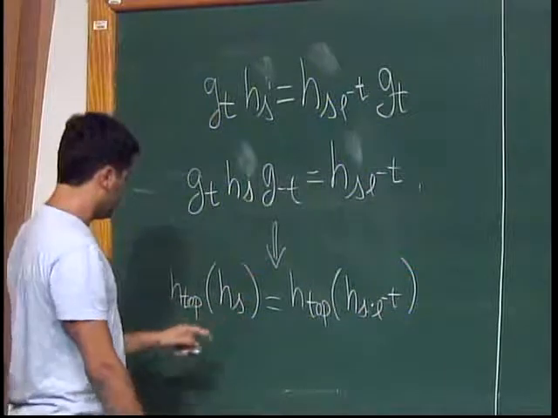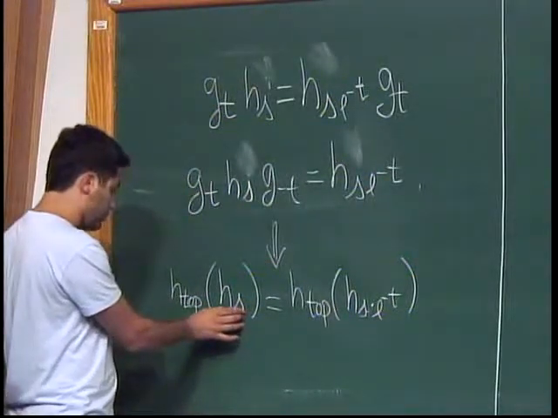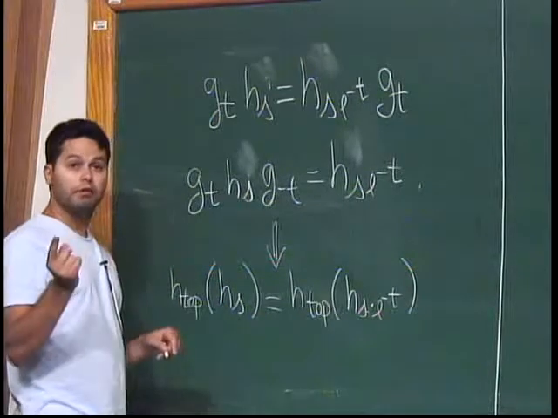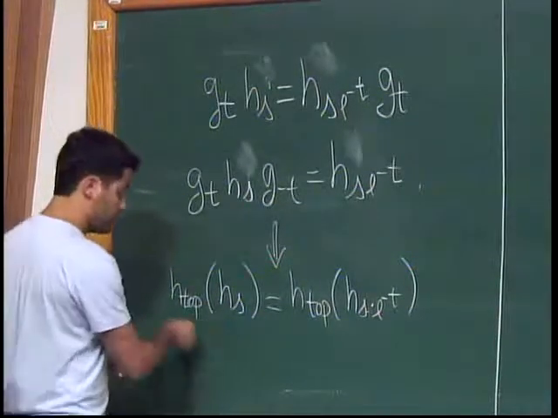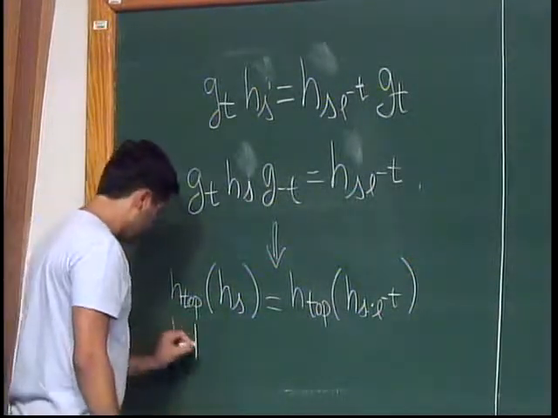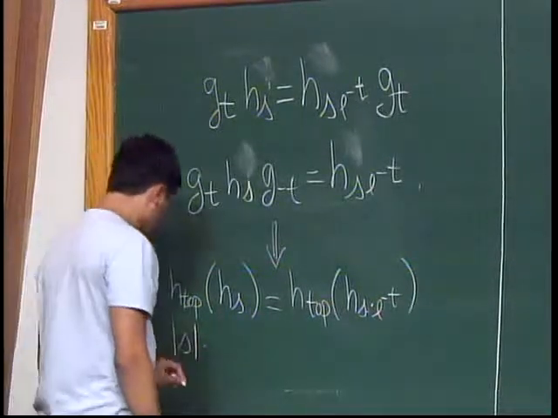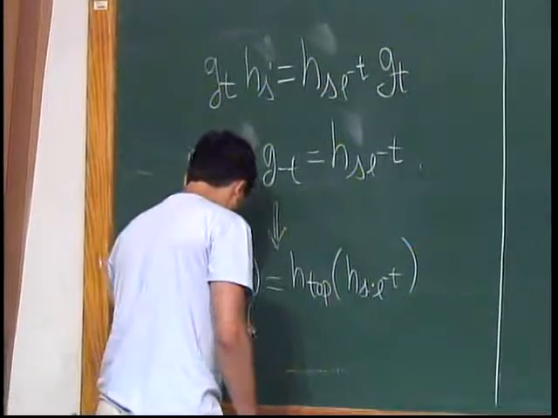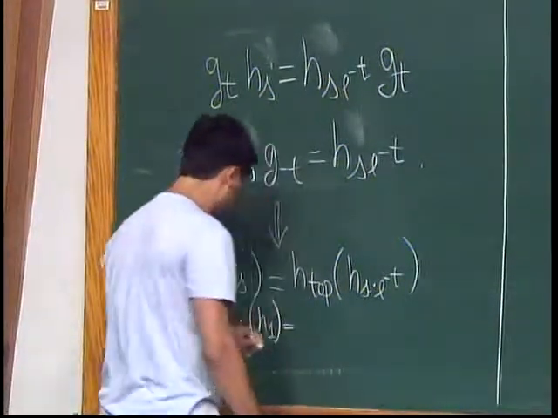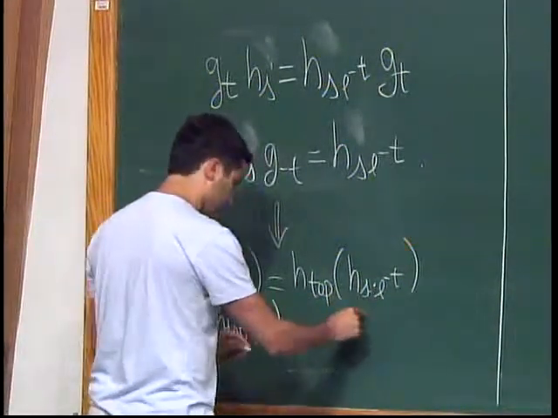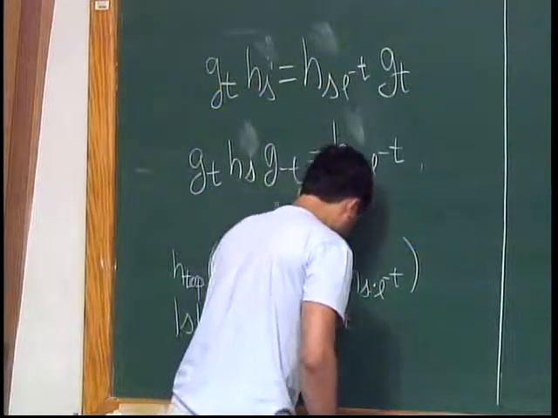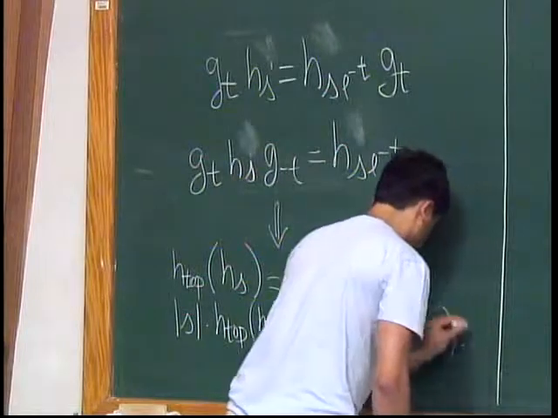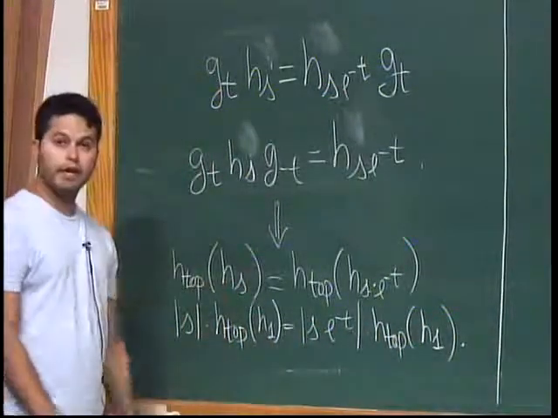But we know that we can calculate the topological entropy of H_s in terms of the topological entropy of the time one map of the flow. The only thing that we need to do is to pull out the s with absolute value. So this gives us that the norm of s times the topological entropy of the time one map is the same. If you do the same here, this is what we get.